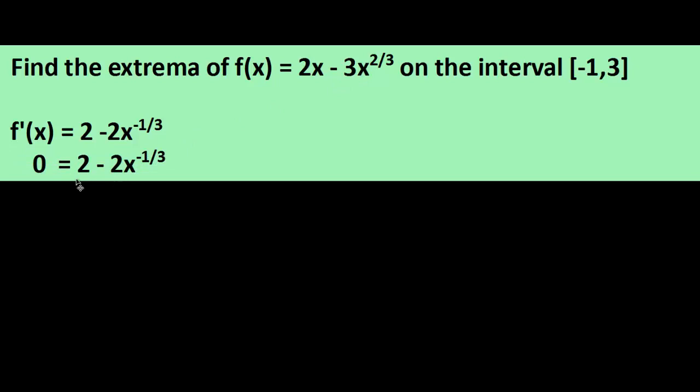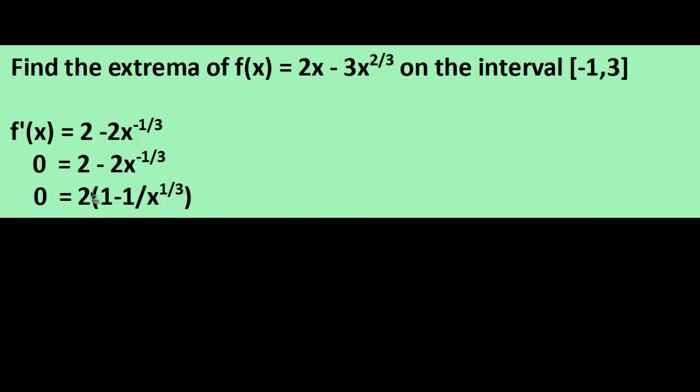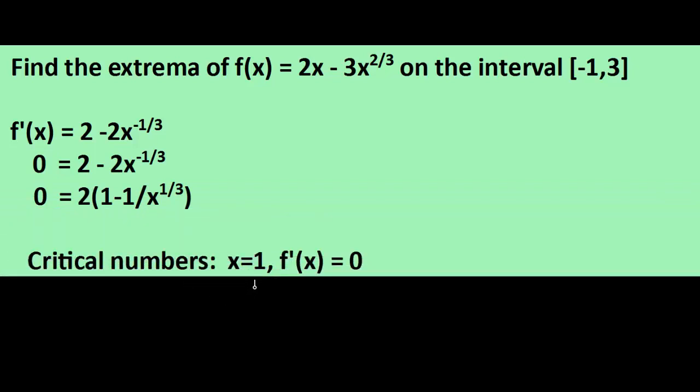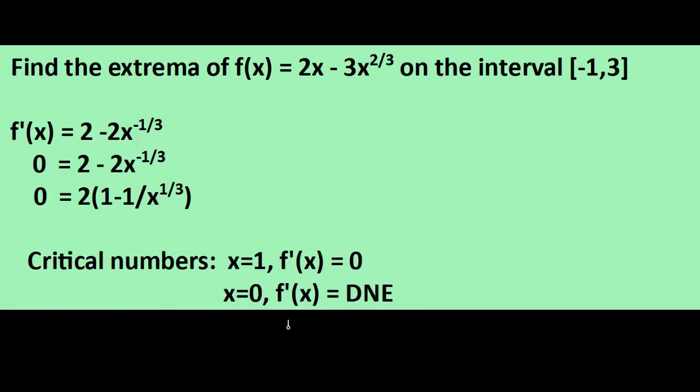We're going to set that equal to 0 because extrema can only occur at critical numbers, and critical numbers occur where the derivative is equal to 0 or does not exist. If we factor that, we get 2 times 1 minus 1 over x to the 1/3 power. So critical numbers occur at two places. First of all, at x equals 1, where the derivative is 0. Also, at x equals 0, the derivative fails to exist. Therefore, x equals 1 and x equals 0 are critical numbers.